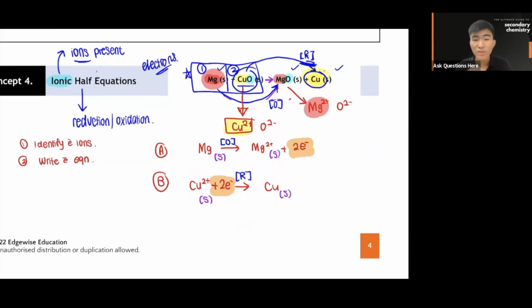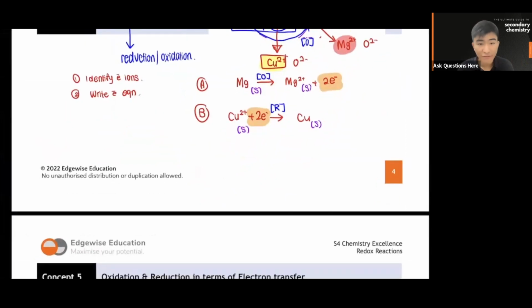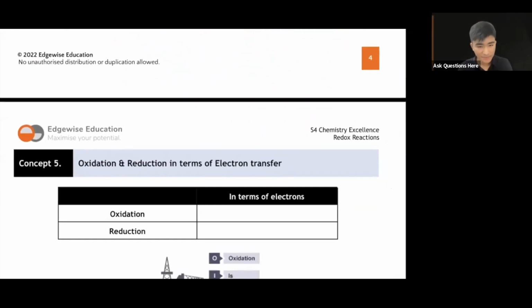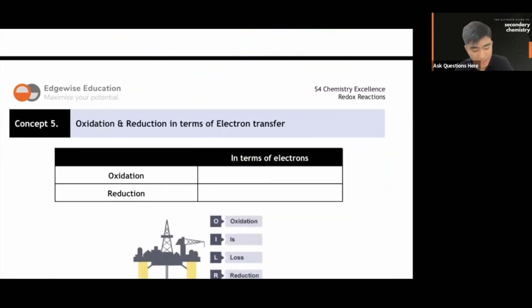This nicely brings us to the next page, on page number 5, where we can fill in the blanks. So oxidation and reduction in terms of electron transfer. Just now we ascertained that when the reaction goes from copper to copper 2 plus, when there is a loss of electron, we will call this an oxidation reaction. Loss of electron is considered an oxidation reaction. On the other hand, reduction is the gain of electron.